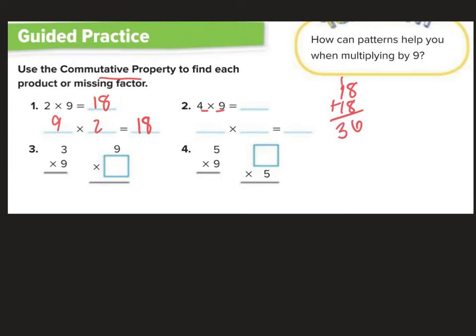36, or we could do our trick of 4 minus 1 is 3. 3 plus what equals 9? 6. So our answer is 36. So that means 9 times 4 is also 36. Okay, 3 9s. Well, if I know 2 9s are 18, 3 9s will be 18 plus 9, which would be 27. And 9 times 3 is also 27.